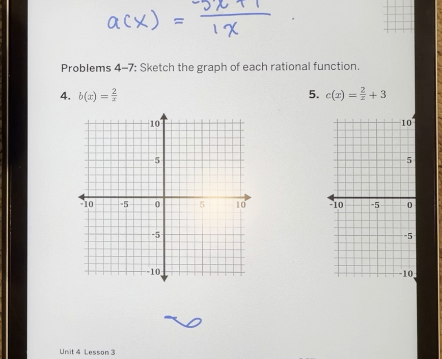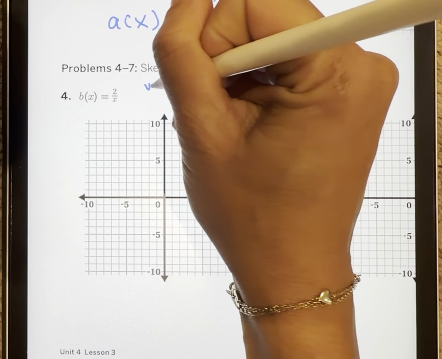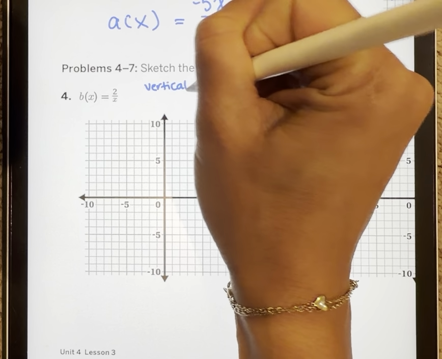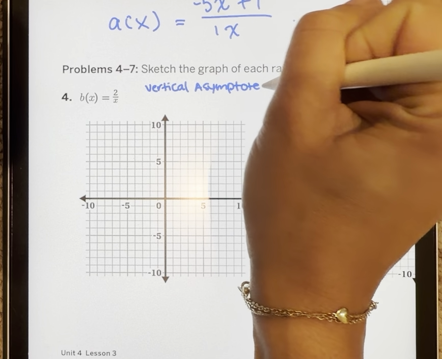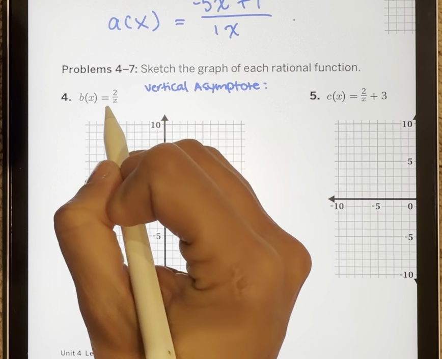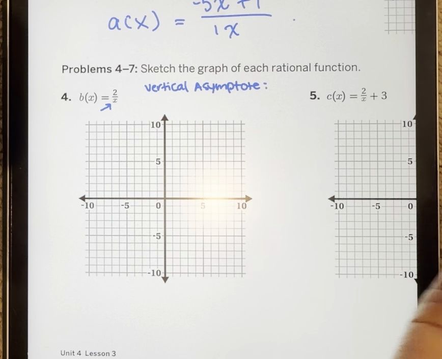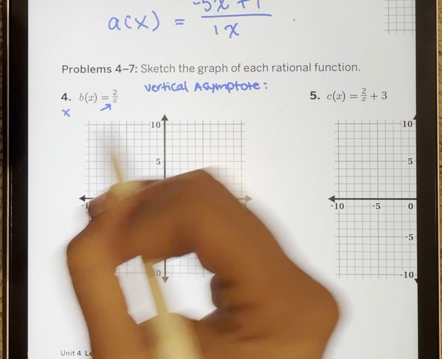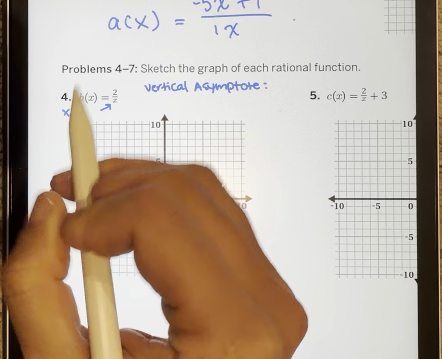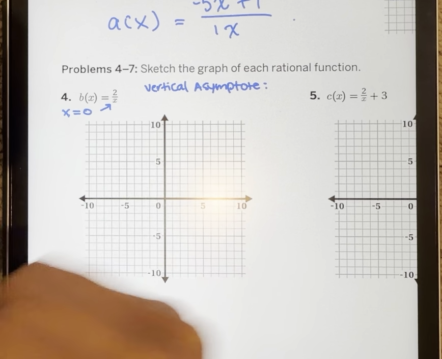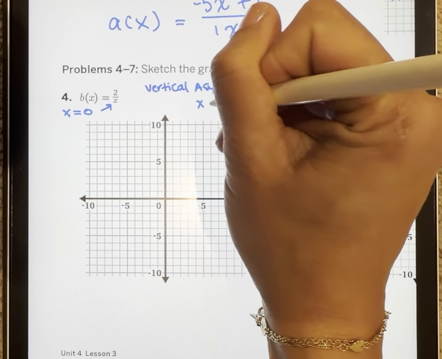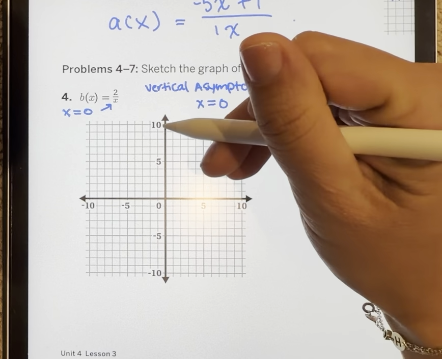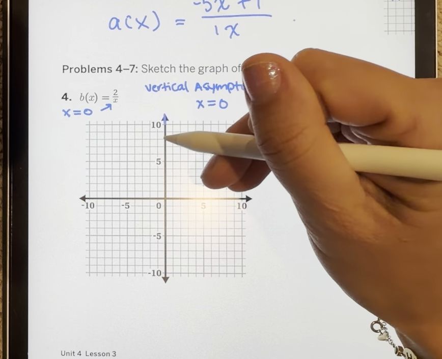Okay, we're back. So we have a vertical asymptote. Remember, we find that by looking at the denominator and asking ourselves, what makes the denominator, which is x, equal 0? And then we solve it. In this case, it's already solved. And that's the vertical asymptote, x equals 0. That's a vertical line right here.